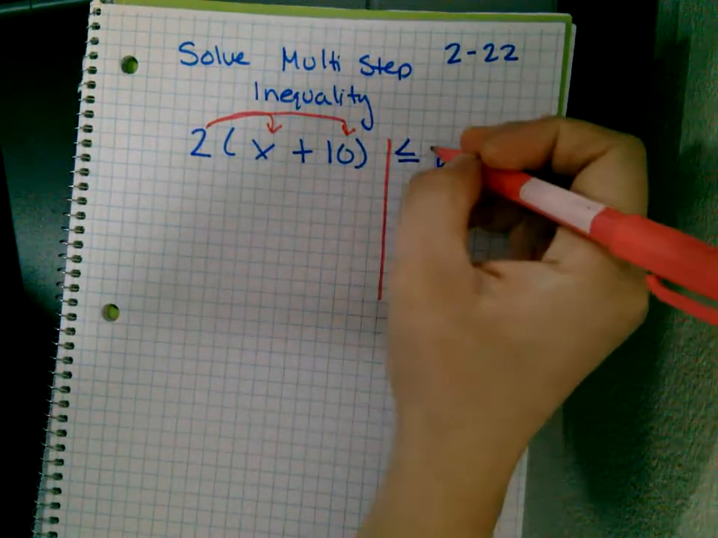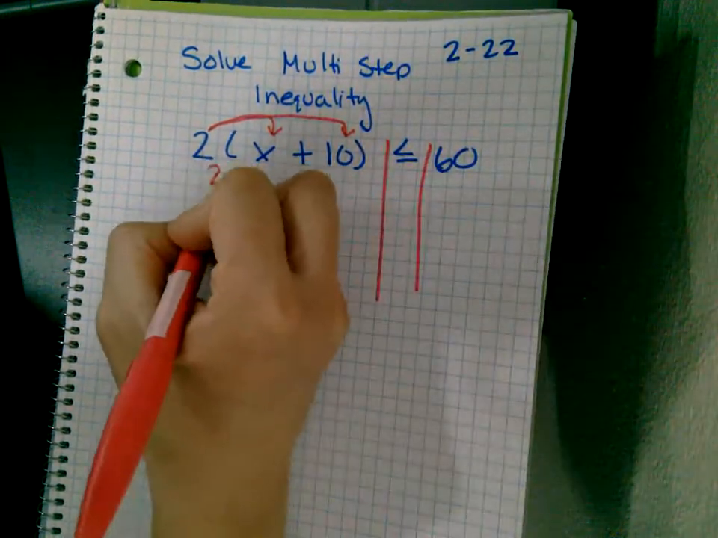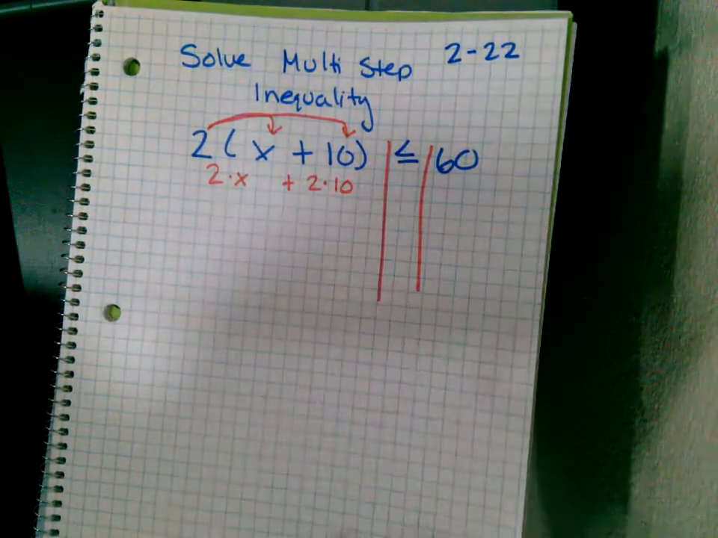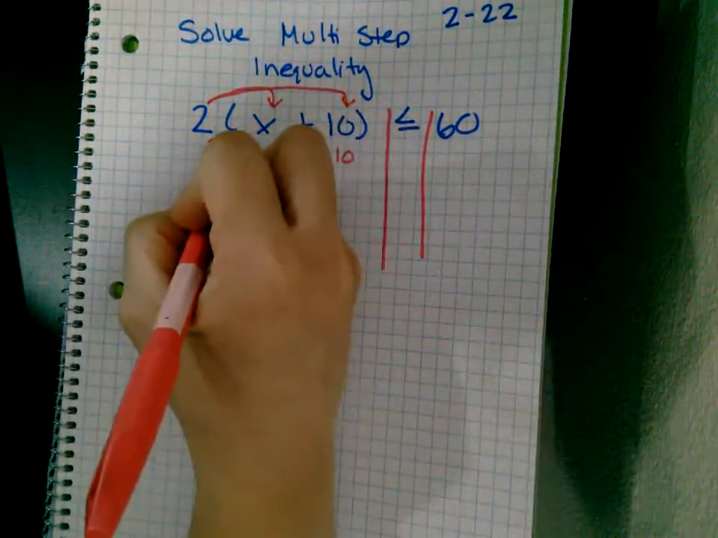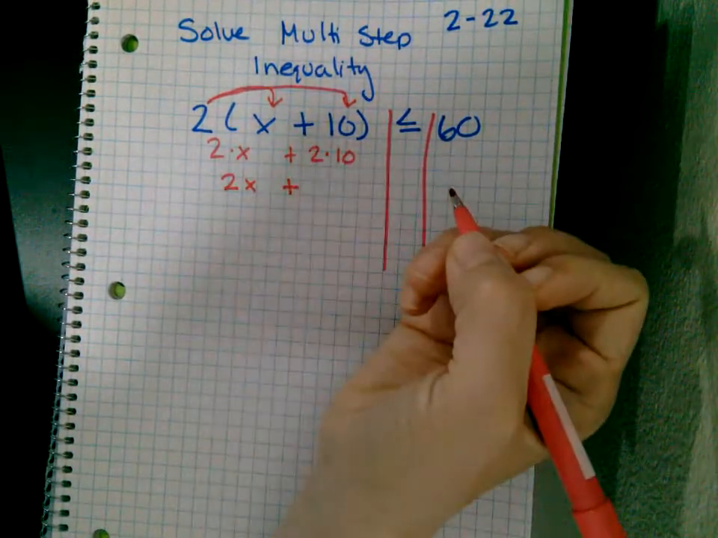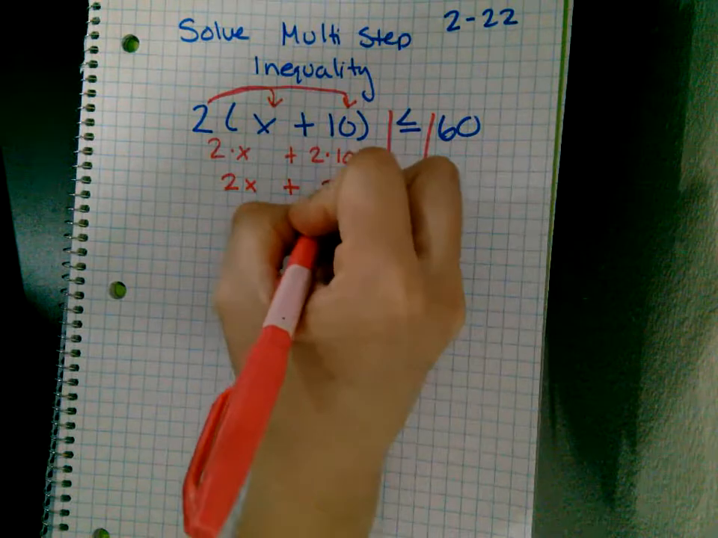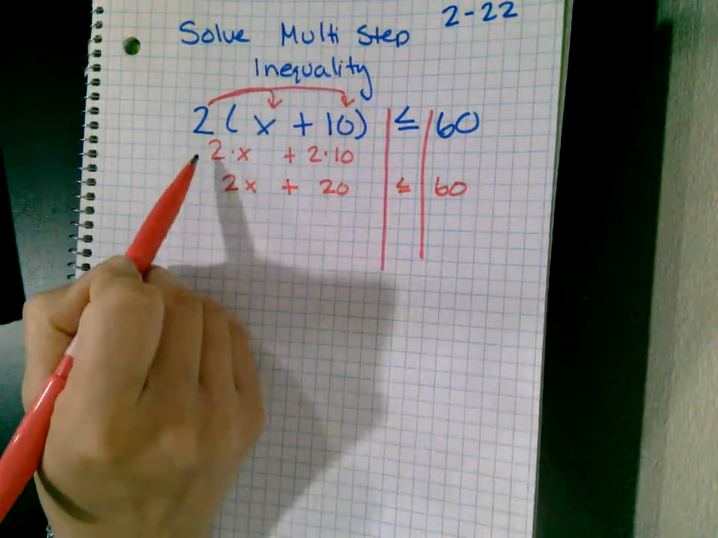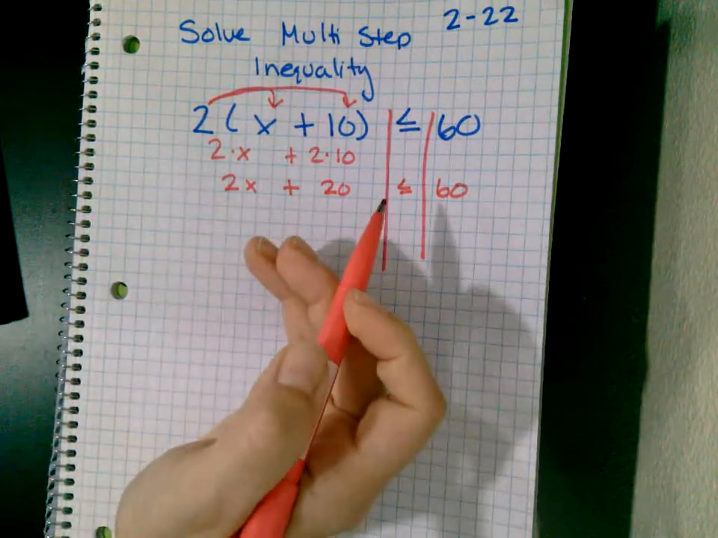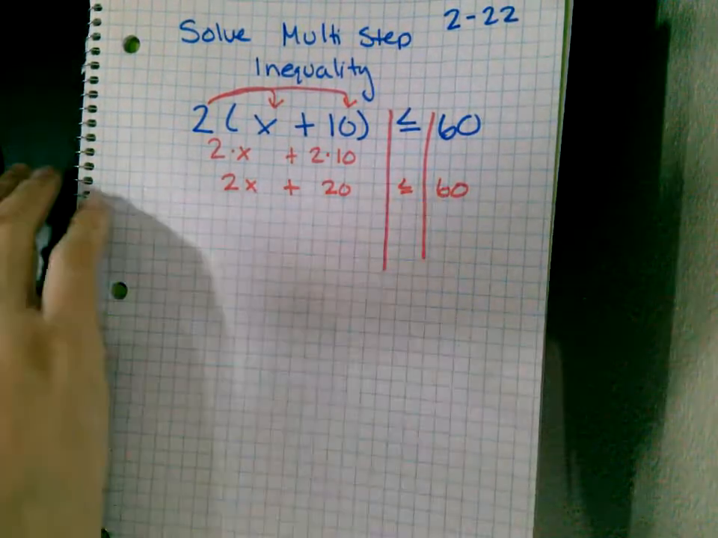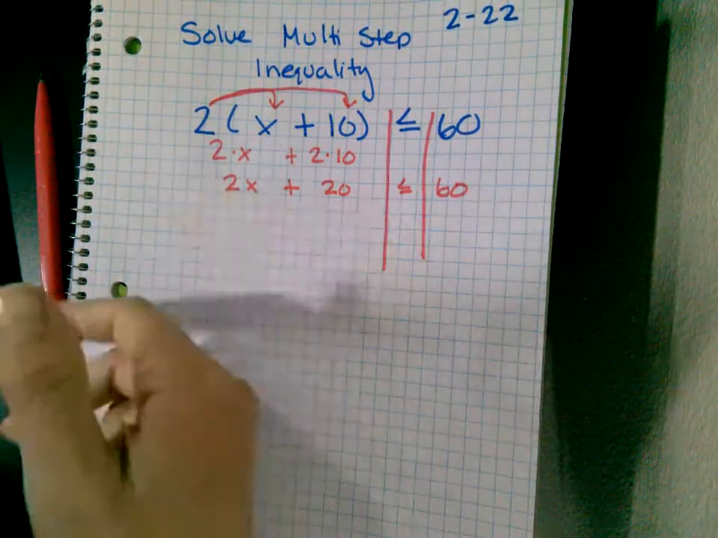Everybody a 2, that's on the same side. So I'm going to do 2 times x plus 2 times 10. Write this down in your notebook, please. So this will give you 2x plus 2 times 10, 20, is less than or equal to 60. So actually this is the only extra step compared to what we were doing last week. Now this right here becomes a 2-step equation, which means you need 2 steps to solve it.